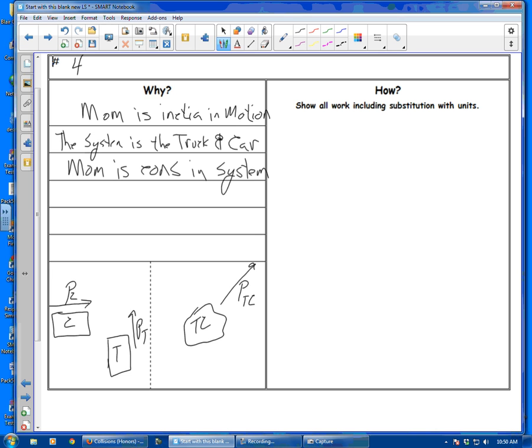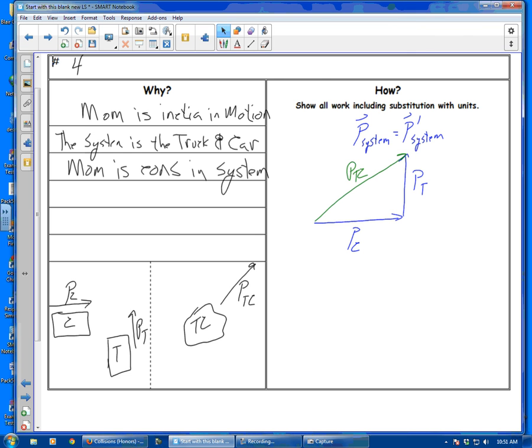And then, so I use my momentum of the system being conserved. And that's important because it's vectoral. So what I'm going to do is I'm going to do a diagram here. And we have the momentum of the car, momentum of the truck, and then we have the momentum of the truck car together.